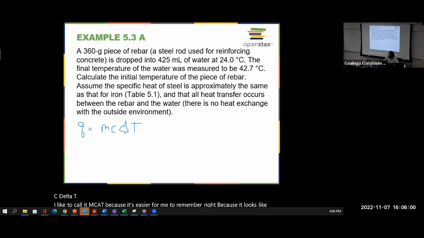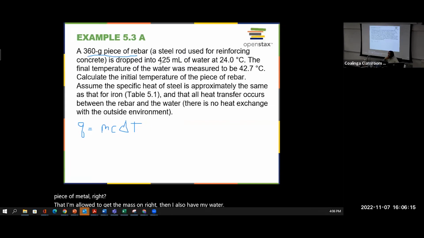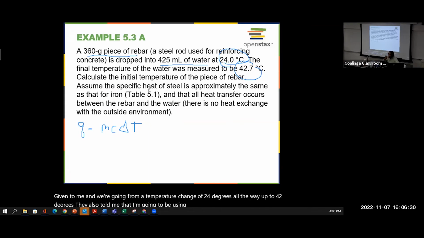How do I know I'm going to use that? First off, because of what's given to me, right? I have a piece of metal that I'm allowed to get the mass, right? Then I also have my water, which is given to me. And we're going from a temperature change of 24 degrees all the way up to 42. They also told me that I'm going to be using my specific heat. And then I'm looking at heat transfer.